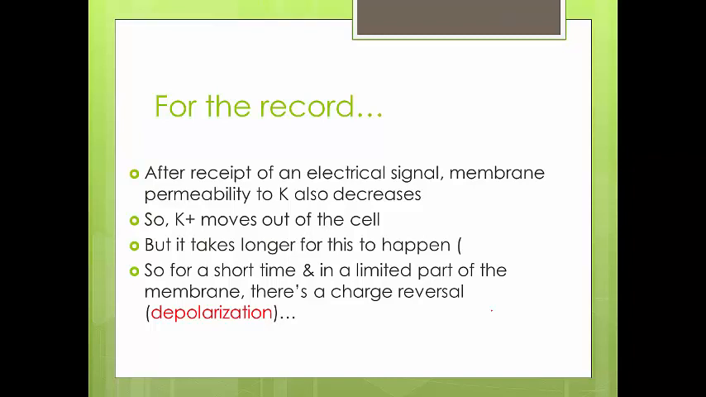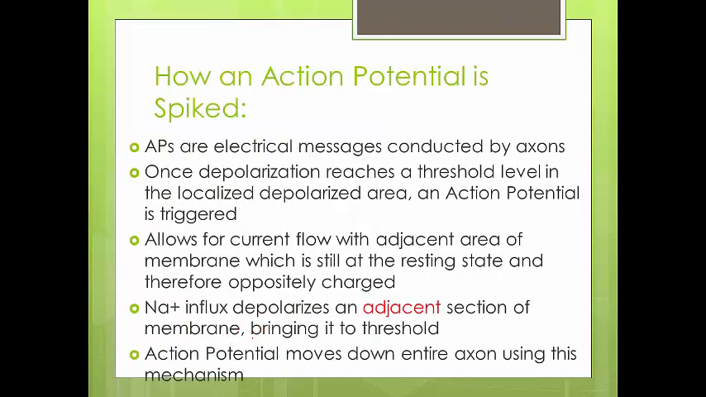this point that after receiving an electrical signal and having the influx of sodium, following that, there's a time during which the axonal membrane becomes permeable to potassium, and the potassium gates open, and potassium moves outside the cell down a concentration gradient. But this takes milliseconds longer to happen than it does to have the sodium gates open. So for a short time, and in a limited part of the membrane, there is this charge reversal that I mentioned, and we gave the name depolarization. All right, easy peasy. And this now is set up for an action potential to be spiked.